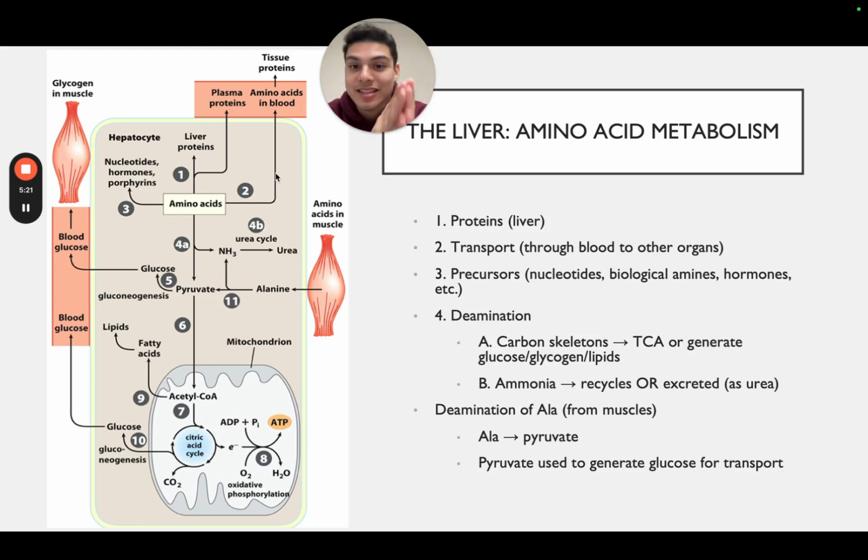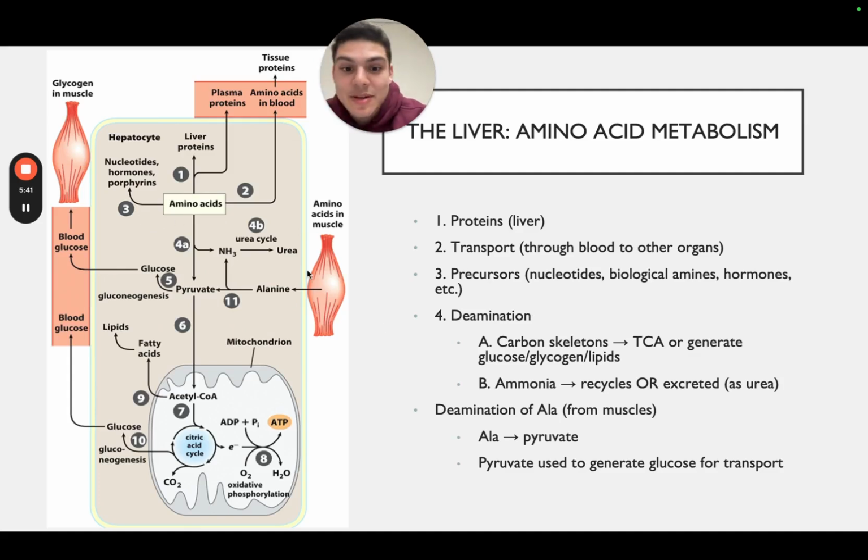Or we know that in skeletal muscle tissue, right? Number 2, that alanine gets converted into pyruvate. Or pyruvate gets converted into alanine, and then it goes into blood back to skeletal muscle tissue, right? As you can see here. Number 3 is the precursors, so like nucleotides, biological amines, hormones. That also can be as a result from these amino acids.